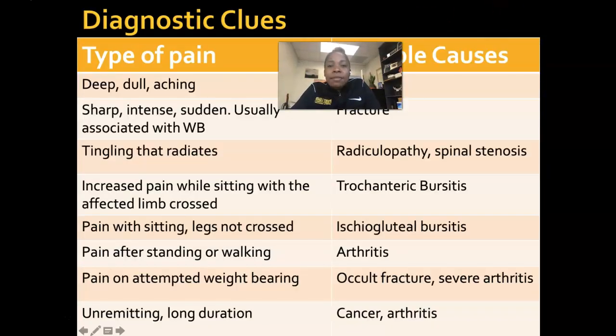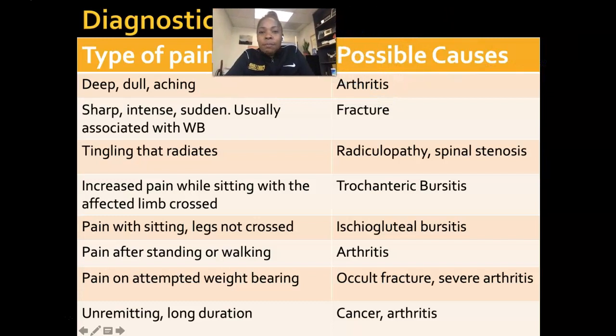All right, so we have diagnostic clues and things that kind of help us become detectives as we assess the actual hip joint. I'm going to show you how to use this chart. If a patient's complaining of deep, dull aching within the hip, most likely that's arthritis. Makes sense? Okay. If they have sharp, intense, sudden pain, and that pain is associated with weight bearing, then most often we're thinking a fracture of the hip. Are we tracking, guys? So differential diagnosis right here, right, guys? Okay, I'm excited. Hopefully you are too. You can actually see my excitement today.